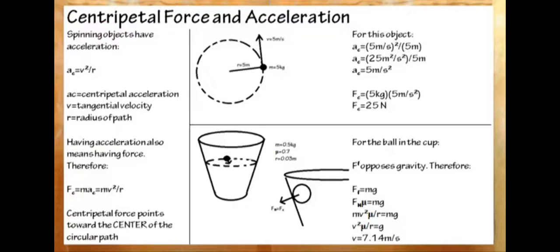Alright, to recap. Centripetal acceleration is defined as the tangential velocity squared divided by the radius of the circular path. So for something spinning, if you stop it at any moment during its spin, it'll have a velocity that's pointing tangential to its circular path. You can also find the centripetal force by multiplying the centripetal acceleration by the mass of the object spinning. Or if you want to get straight to the centripetal force, you can define that as mass times velocity squared divided by r, where r is the radius of the circular path.